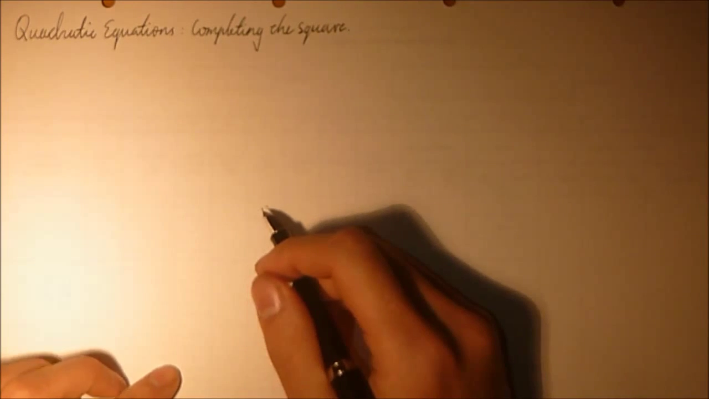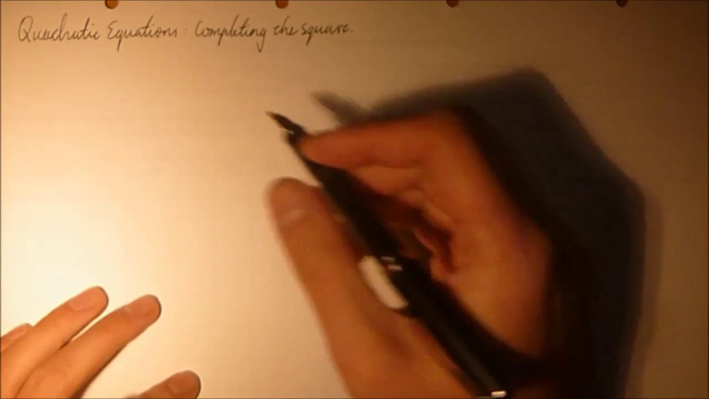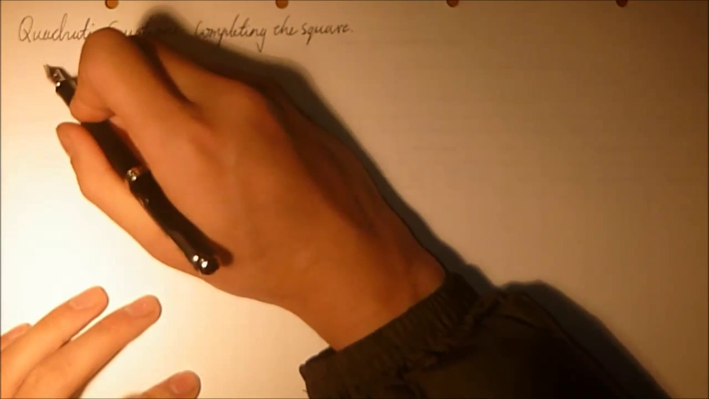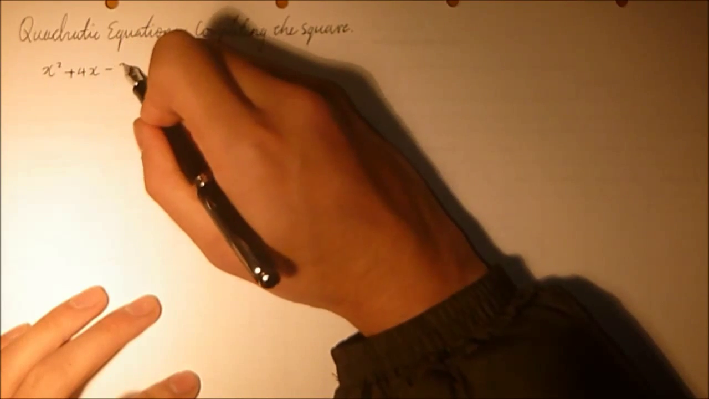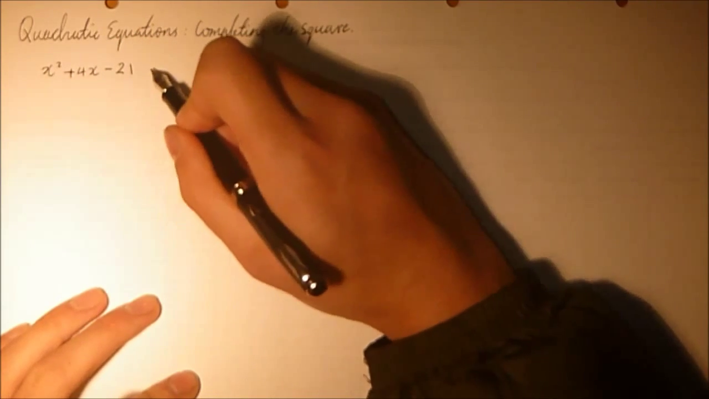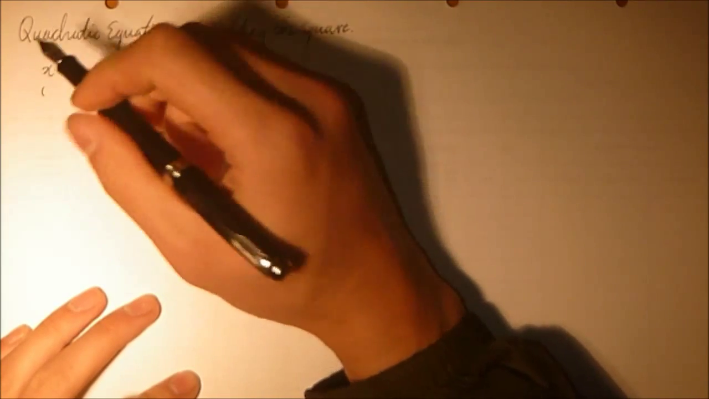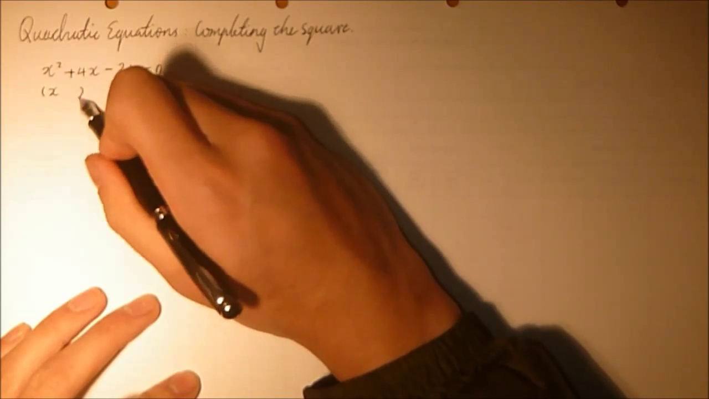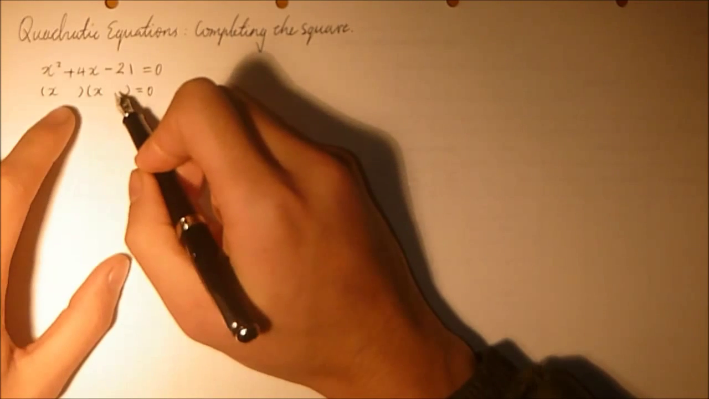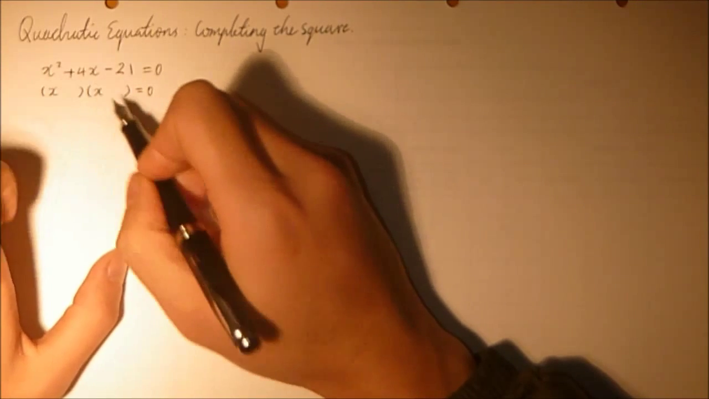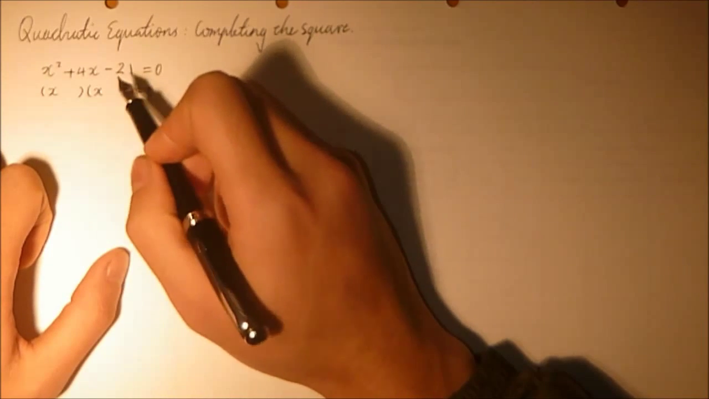So the examples so far all yielded very nice clean solutions and can be factorized. So for example, x squared plus 4x minus 21 equals 0. In this particular case, we're looking for numbers where we have (x + something)(x + something else) equals 0. We know that these two numbers, if you add them, have to give you plus 4, and if you multiply them, they give you minus 21.